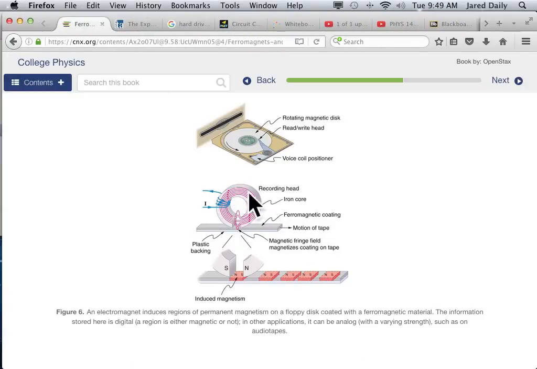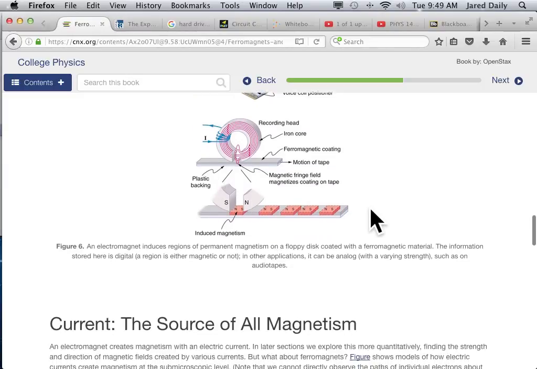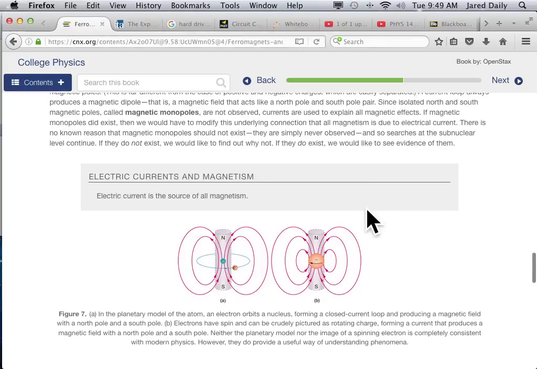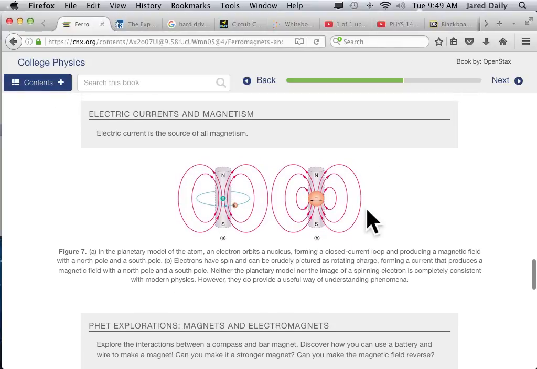You can see it here. They're using the recording head on tape. They're showing how that leaves these little magnetized regions on tape.